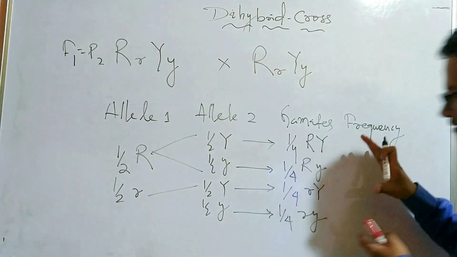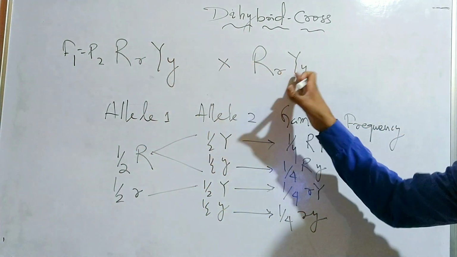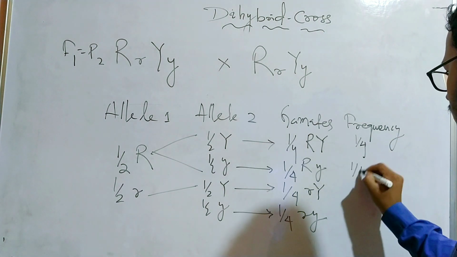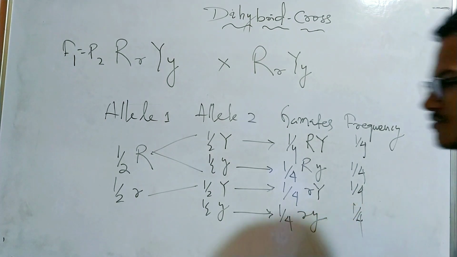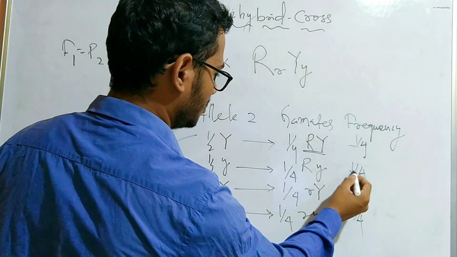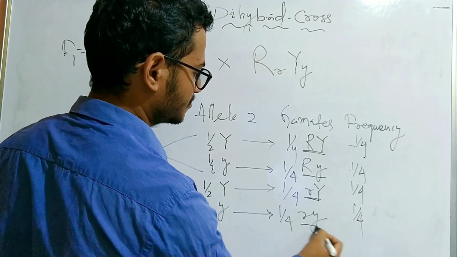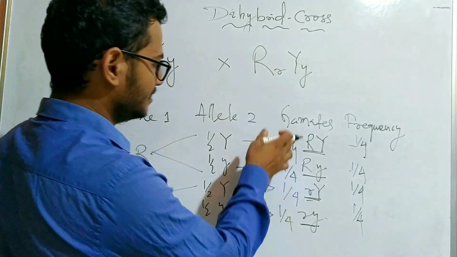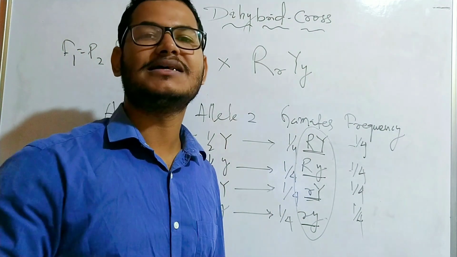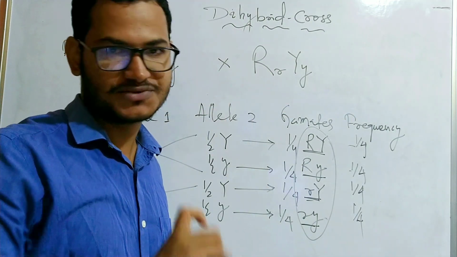So these are the different gametes we will get from these parental plants. The frequency will be 1/4, 1/4, 1/4, 1/4. Out of the four different gametes, we will have one capital R capital Y gamete, one capital R small y, one small r capital Y, and one small r small y. These are the different gametes we will get from these two parents. Now we will see the result of fusion between the gametes of these two plants of the same type.